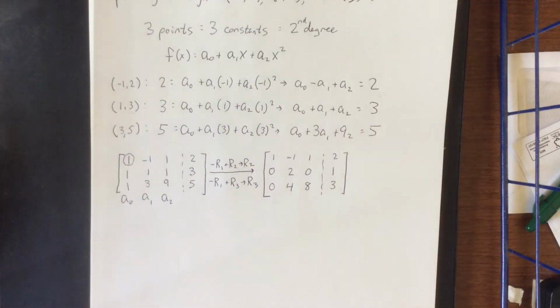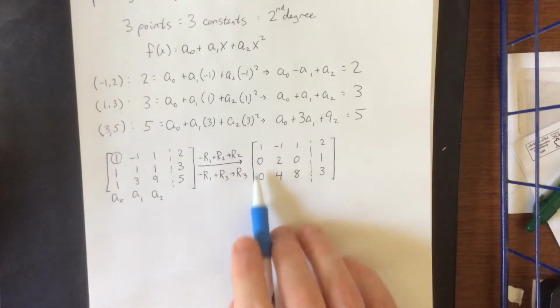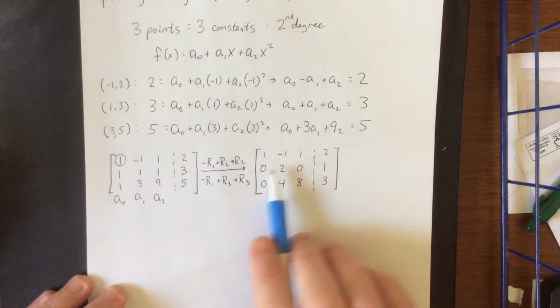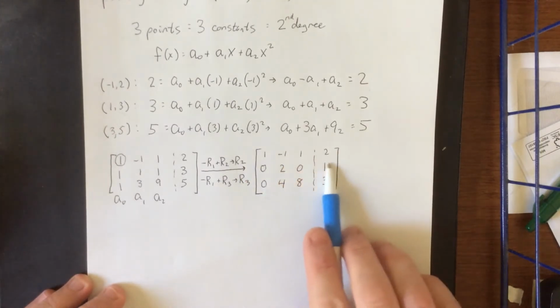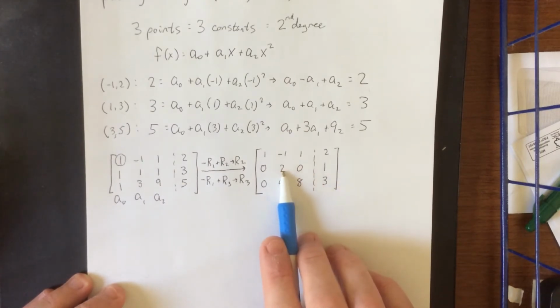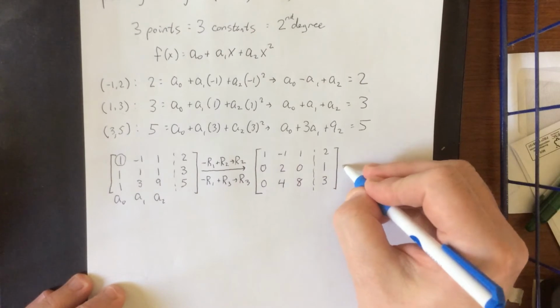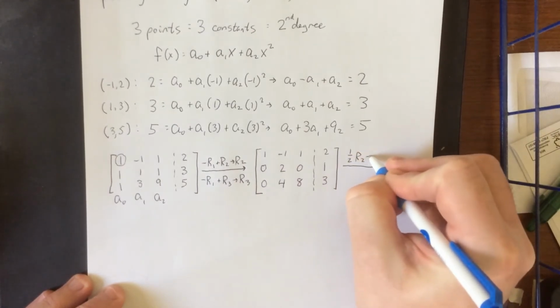Now that we've zeroed out all of the other entries in the first column, we're going to sort of ignore the first column and ignore the first row and just worry about the second and third rows, treating this as its own little 2x3 augmented matrix. First thing I want is a 1 in the 2, 2 entry. I'm going to accomplish this by simply taking half of row 2 and calling that the new row 2.